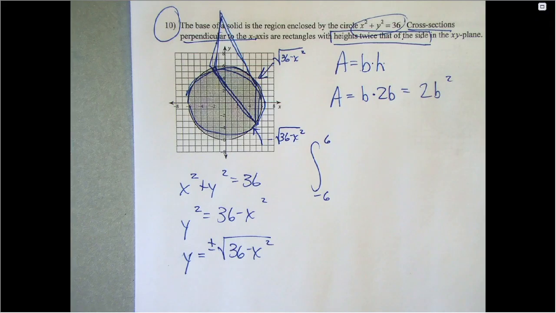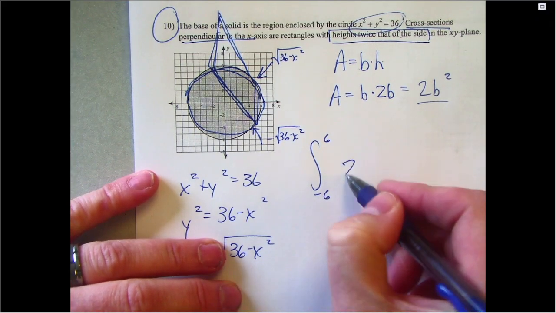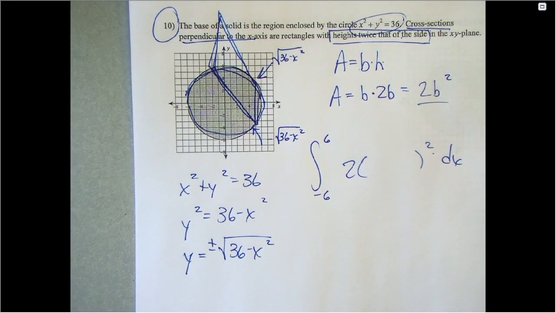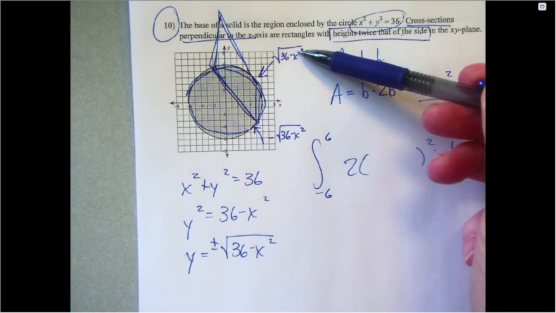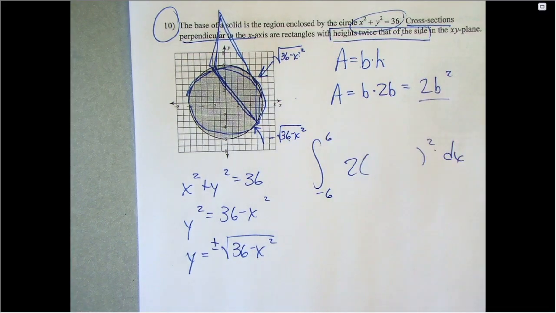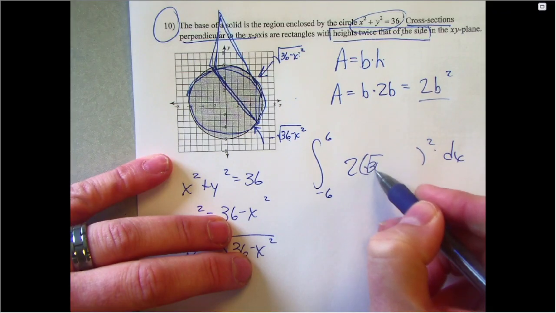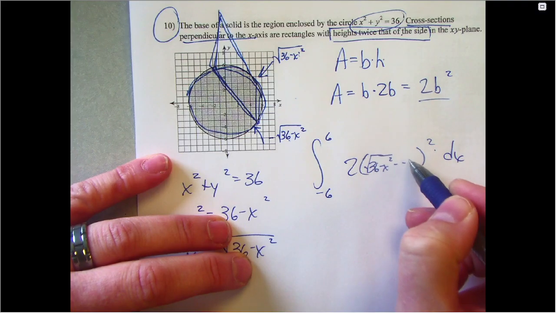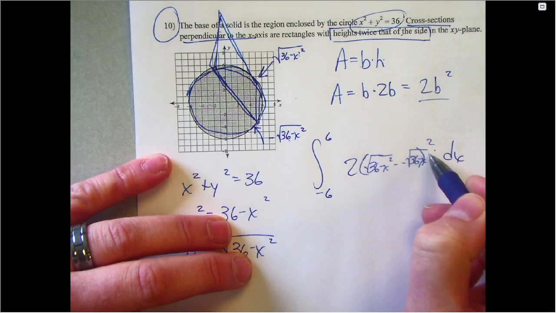So I'm going to integrate the area. The area is 2 times every base squared. What's the base, in general? Top minus bottom. And so in this equation, it's just this minus this, right? Root 36 minus x squared minus negative root 36 minus x squared.